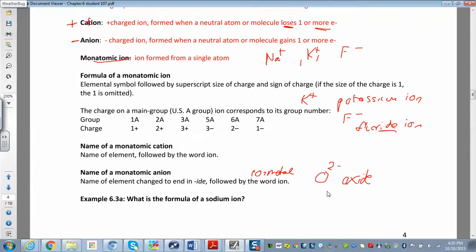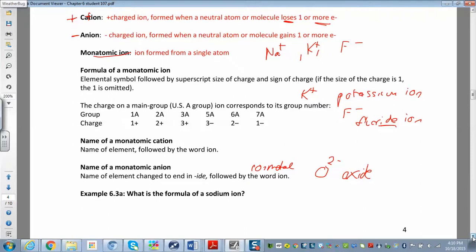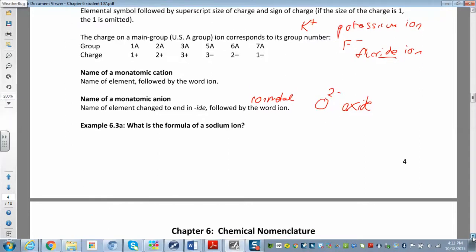Instead of fluorine, this is the fluoride. Instead of chlorine, it's going to be chloride. So the nonmetals, the anions, are the ones whose name changes. We just change the ending of it.